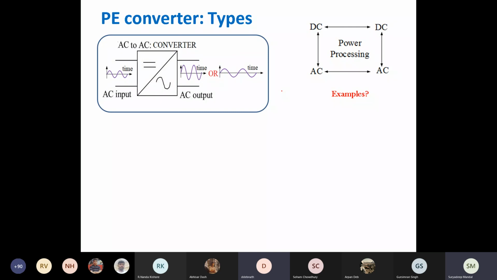Okay, so let me tell you very clearly. See, when you are just stepping up the voltage by using a transformer, that is not a power electronic system because there is no switching involved in it, right? No semiconductor device involved. It is just a transformer. So that is not an example of a power electronic converter. A power electronic AC to AC converter example is a fan regulator.